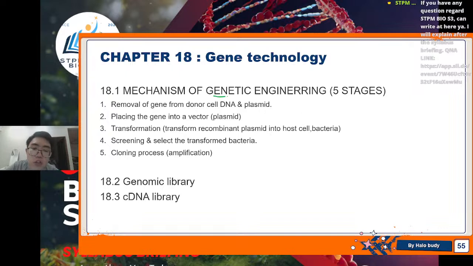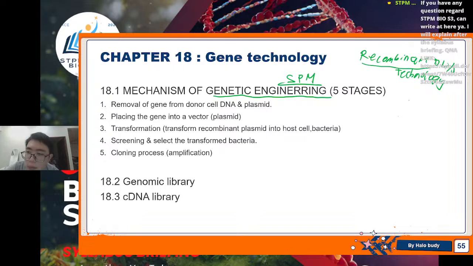In this chapter you have to learn genetic engineering. In SPM you also learned genetic engineering, but only the very basics. Genetic engineering, or another name, cloning technology, or also recombinant DNA technology. Actually this name is simpler and easier to understand, meaning that in the DNA there is another type of DNA, which is why we call it recombinant.